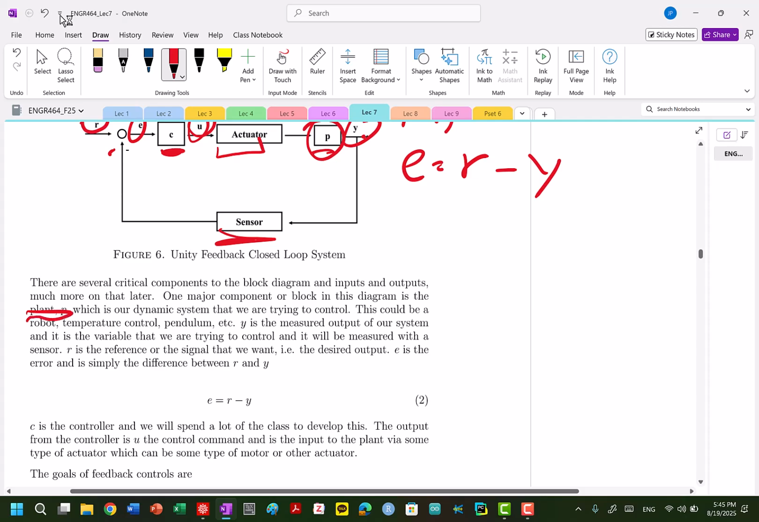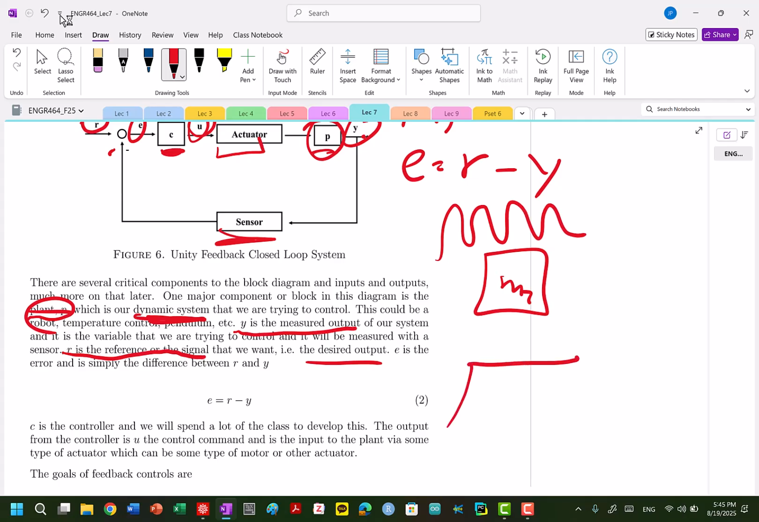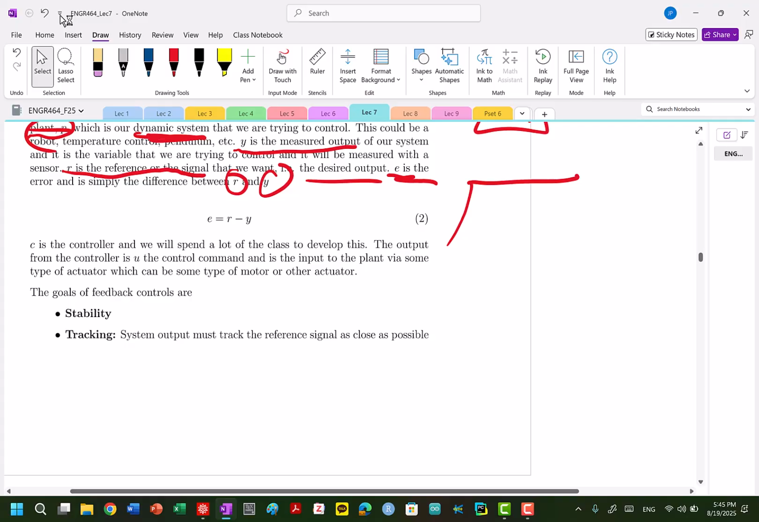So remember, P is our plant. That is our system, our dynamic system. And the key word there is dynamic, that we're trying to control. Y is that measured output. R is the reference, or the signal that we really want. That's the desired output. So if I want my mass in my spring damper system to be nice and sinusoidal, or if I want to fix the position here, I have some reference signal, some ideal behavior, a desired output that I want. And E is essentially the difference between my desired output and Y, which is my actual output. So C is the controller.